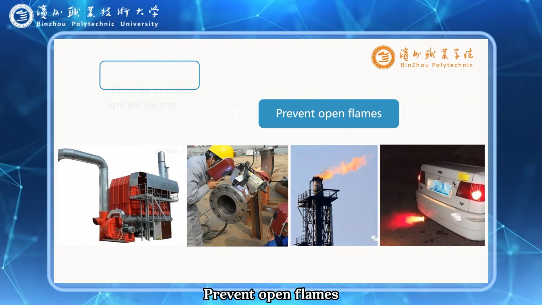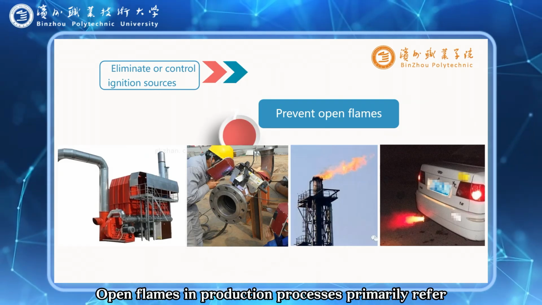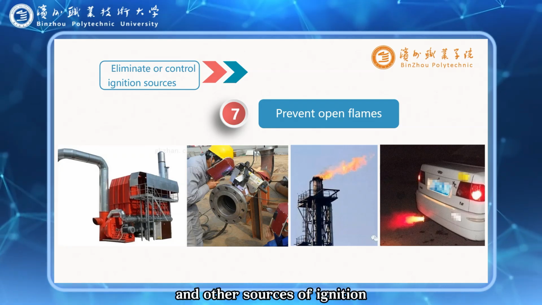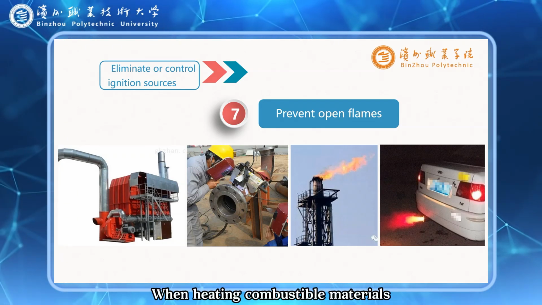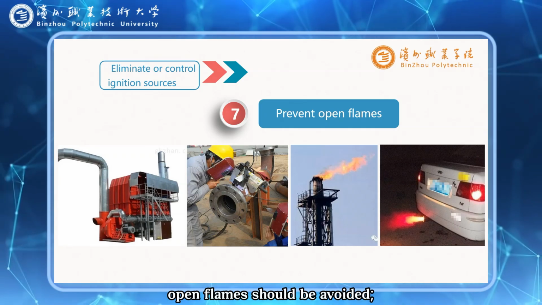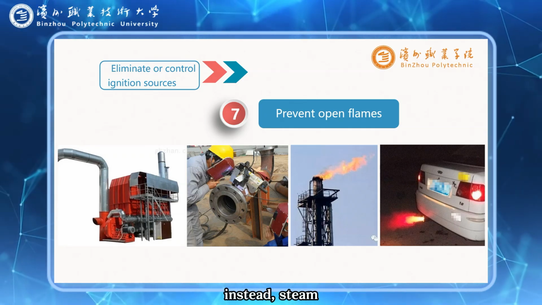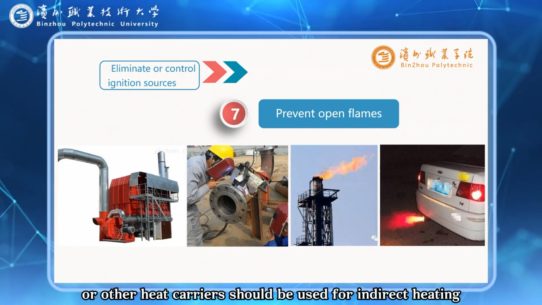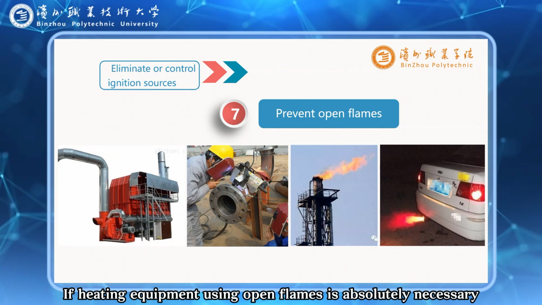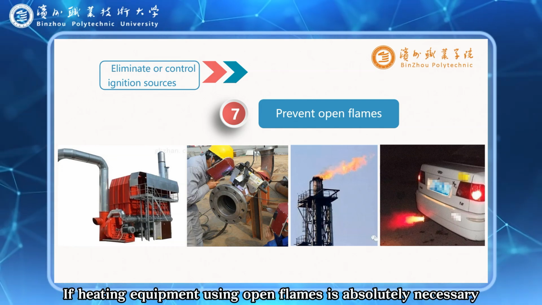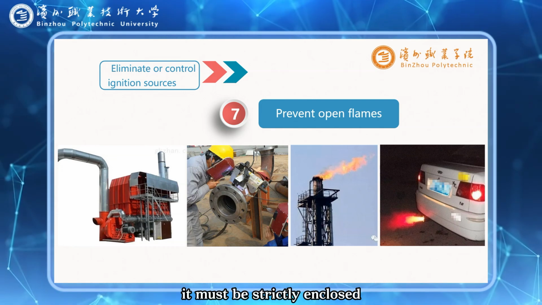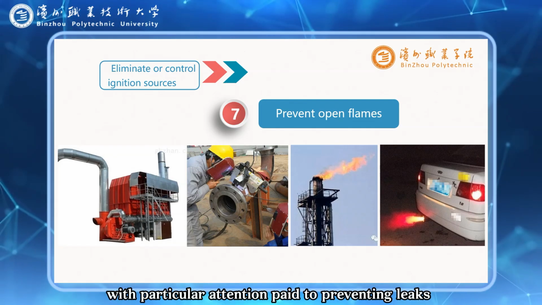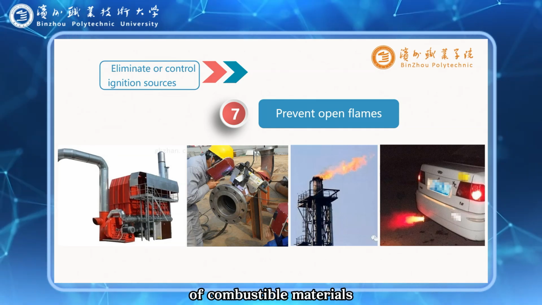Seventh, prevent open flames. Open flames in production processes primarily refer to flames used for heating, maintenance, and other sources of ignition. When heating combustible materials, open flames should be avoided. Instead, steam, hot water, or other heat carriers should be used for indirect heating. If heating equipment using open flames is absolutely necessary, it must be strictly enclosed, and the equipment should be inspected regularly, with particular attention paid to preventing leaks of combustible materials.